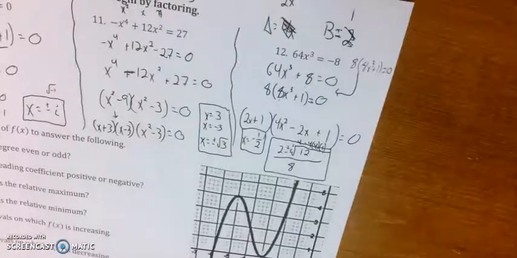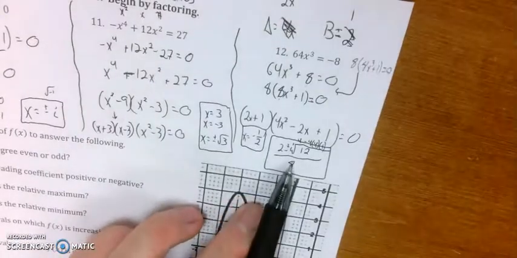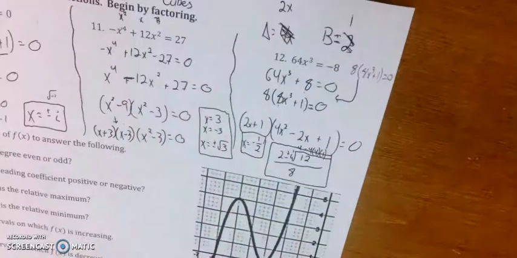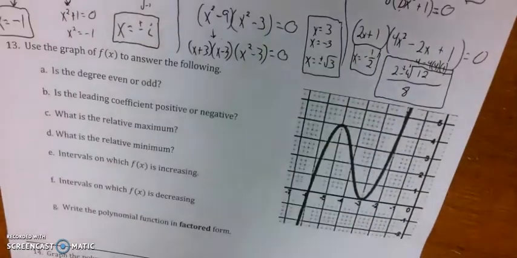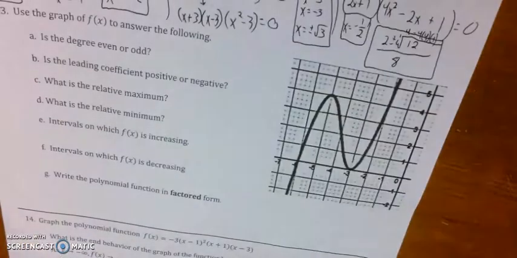There we go. So I've got 1, 2, and 3 answers, and I should have expected 3, so we're good. Cool. On to 13. Here we've got a graph, and we have to answer questions based on this function.